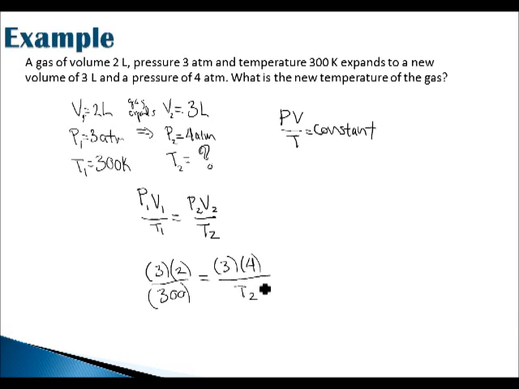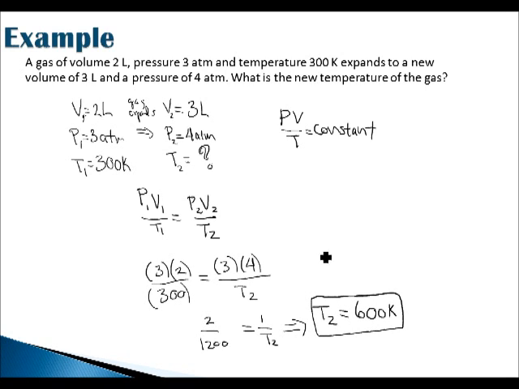So if we simplify this, I want to isolate 1 over T2. So 1 over T2 by itself. On the other side of the equation, I'm going to divide both sides by 12, and what I get when I do that is 2 over 1200. Okay, flipping to solve for T2, it's just 1200 over 2, which gives you an answer of 600 Kelvin. So somewhat straightforward. Once you have the equation, you substitute numbers in and you just solve for T2.